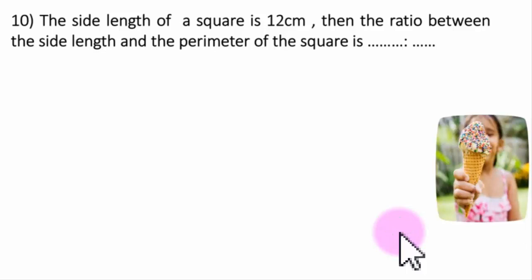The side length of a square is 12 centimeters. Then the ratio between the side length of the square and its perimeter is 1 to 4.